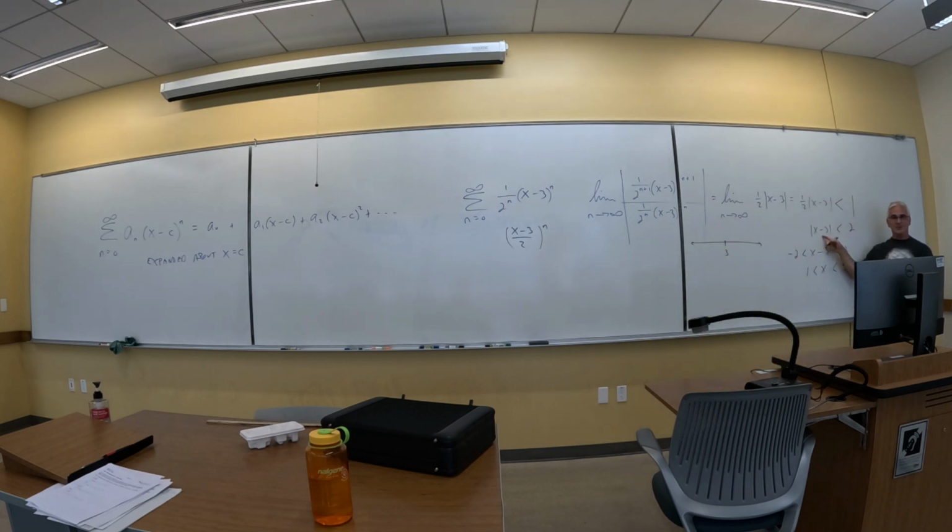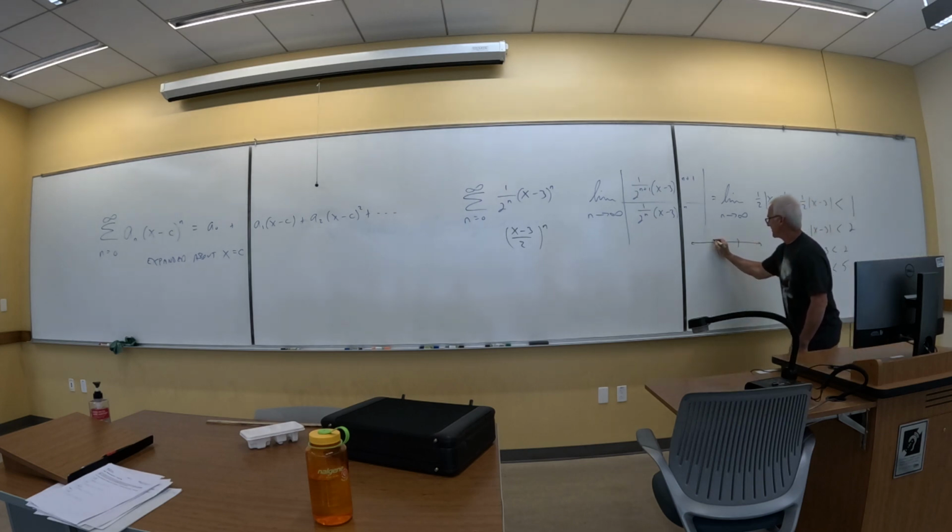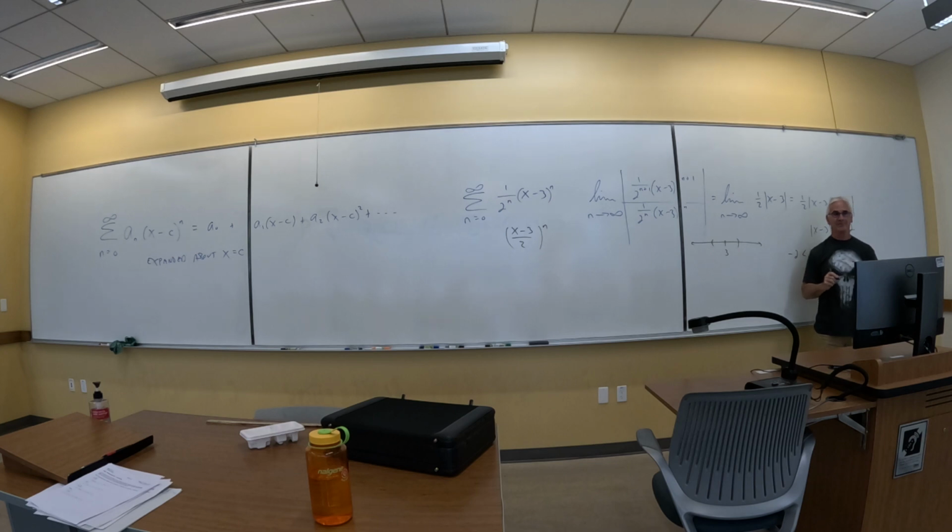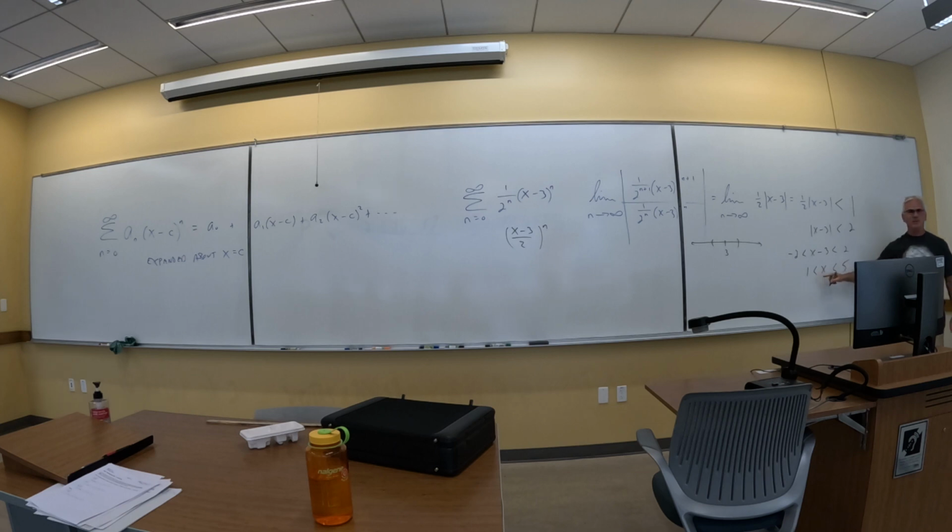The absolute value of x minus 3 has got to be smaller than 2. So I can only go in each direction 2 units. Hence, 1 to 5. Now, am I including the endpoints or not? Well, if I include the endpoints, then that would be equal to 1. And will a geometric series converge if the r equals 1 or negative 1? No, it's got to be a strict inequality.